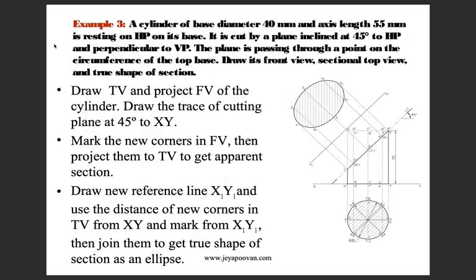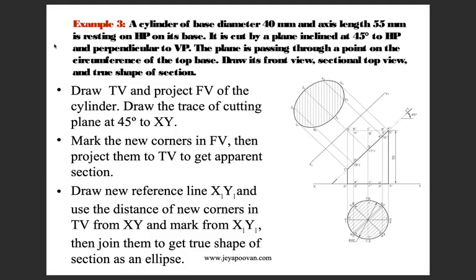Next problem. A cylinder of base diameter 40 mm and axis length 55 mm is resting on HP on its base. It is cut by a plane inclined at 45 degrees to HP and perpendicular to VP. The plane is passing through a point on the circumference of the top view. Draw its front view, sectional top view and true shape of the section.